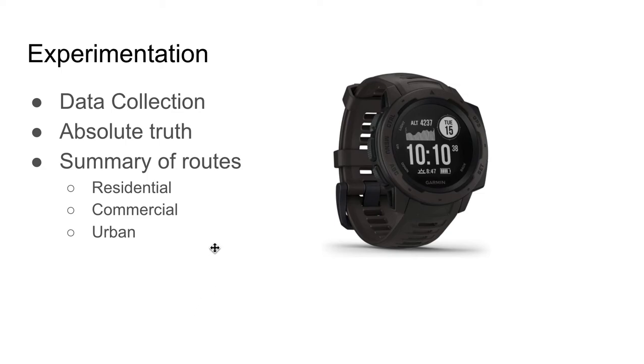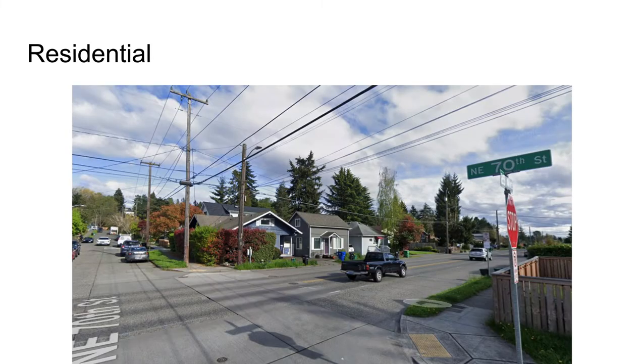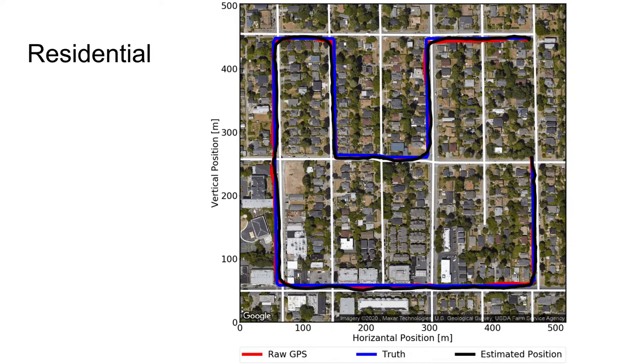And I conducted 3 main routes in 3 different types of environments: residential, commercial, and urban, which I'll talk about in the next few slides. This is a pretty typical view for the residential environment. This is a plot of the raw GPS measurements, the truth measurements, and the estimated position during this trial. And as you can see, the GPS itself and my filter match pretty well to the absolute truth.